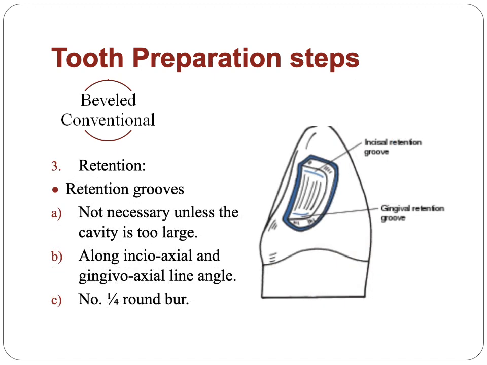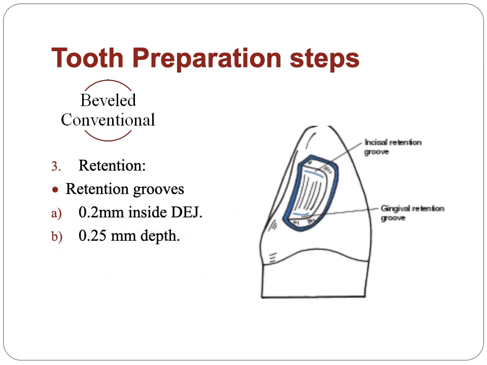Now, what about the grooves? Do we need grooves to retain the restoration in beveled conventional preparations? Usually they are not necessary unless the cavity is very large. You can place them exactly like in the conventional part. They are usually along the incisoaxial and gingivoaxial line angles, as you see the blue line in this photo. The bur is the same, the smallest round bur that we have. They should be 0.2 millimeter inside the dentinoenamel junction, and the depth should be 0.25 millimeter.